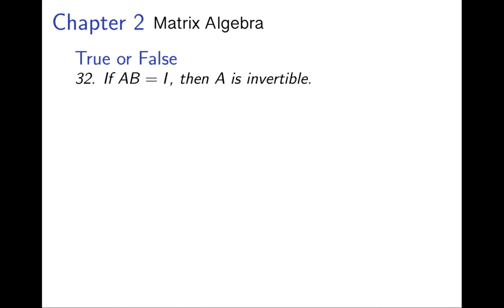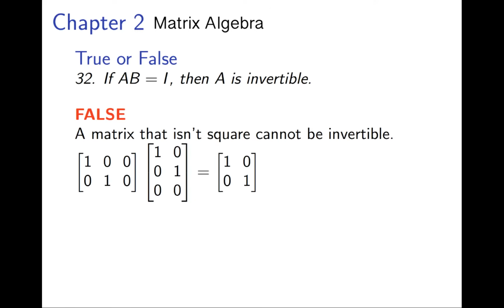Number 32. If AB equals I, then A is invertible. You may think this is true, but you're wrong. It's false. And there's a slight subtlety to it. A matrix that isn't square cannot be invertible. So if A is not a square matrix, then we automatically know it's not invertible. And so A could be the matrix 1, 0, 0, 1, 0, 0, and B could be the transpose of A. They multiply together and give us the identity, but since A is not a square matrix, it is not invertible.